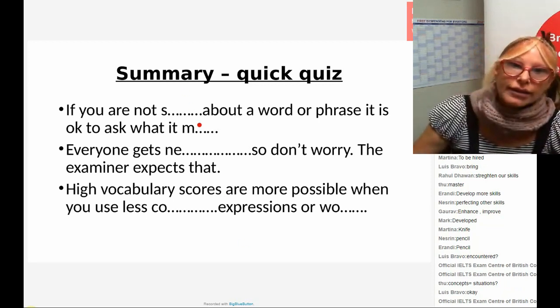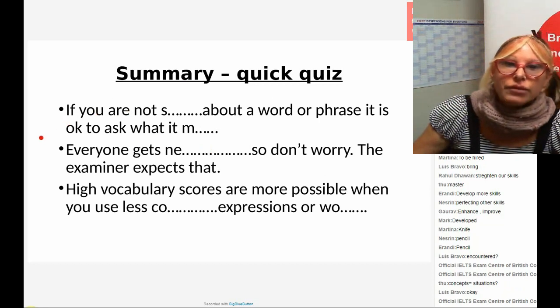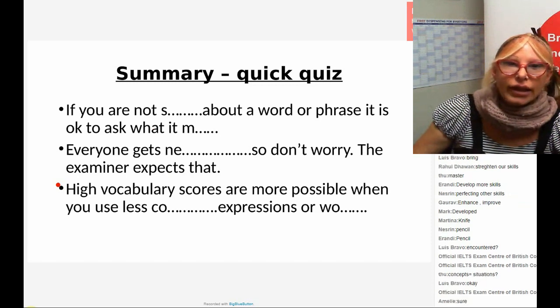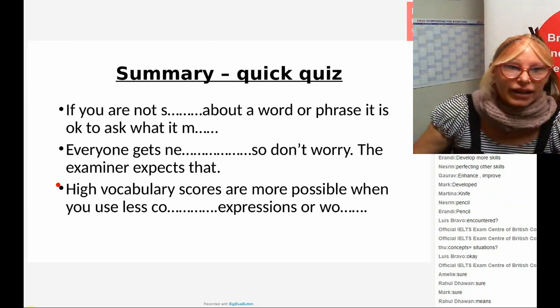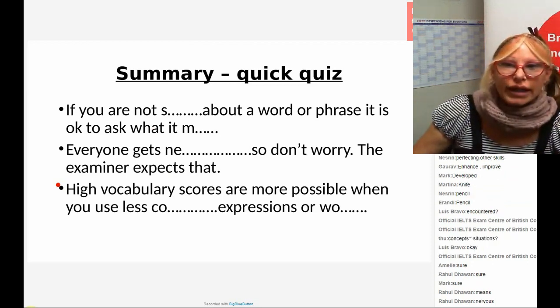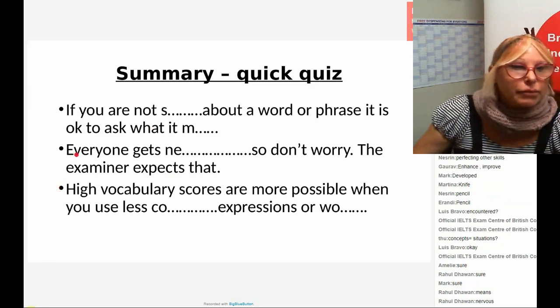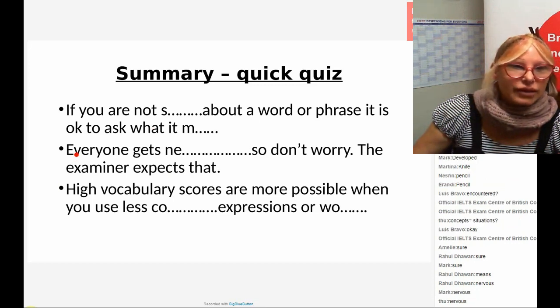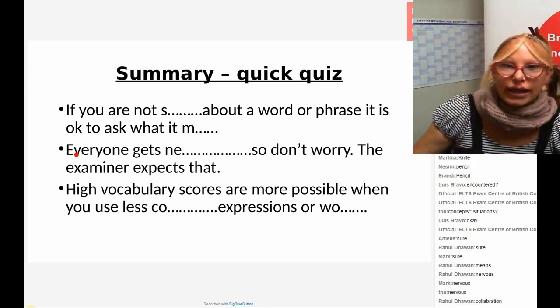Here's a quick quiz. I've got five missing words for you. The first one: if you are not sure about a word or phrase, it is okay to ask what it means. Good. Number 2: everyone gets nervous, so don't worry. The examiner expects that. Well done. Nervous.